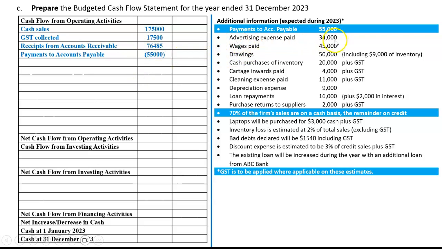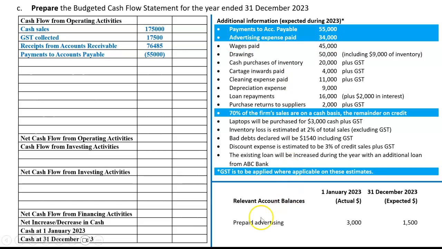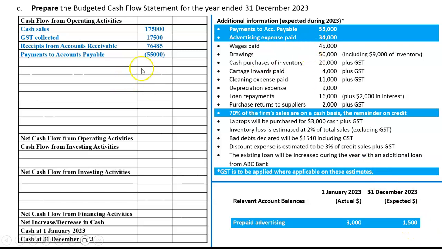Advertising expense paid 34. So that's a little tricky, just because it said here the relevant account balances, last period I prepaid some advertising. So that was paid last period, so I can actually ignore that. But I guess what I can't ignore is that if I pay 34,000 for advertising and 1,500 for the future, well, that must mean the difference between the two, which is 32,500.